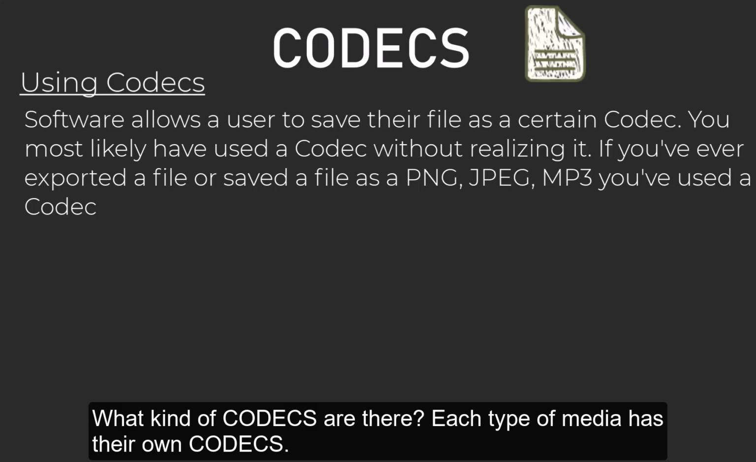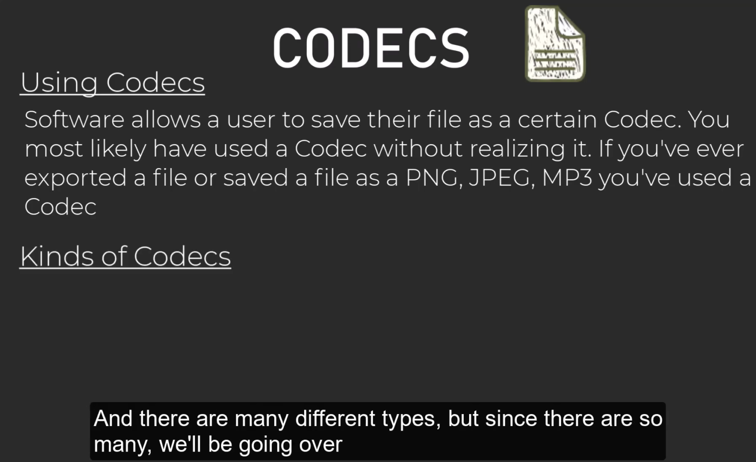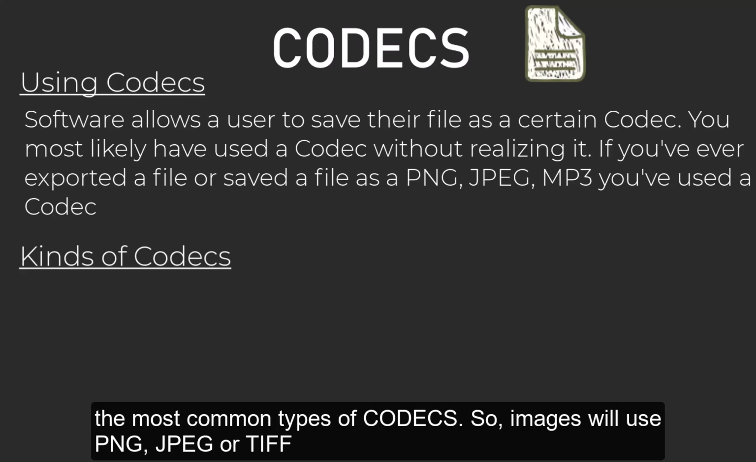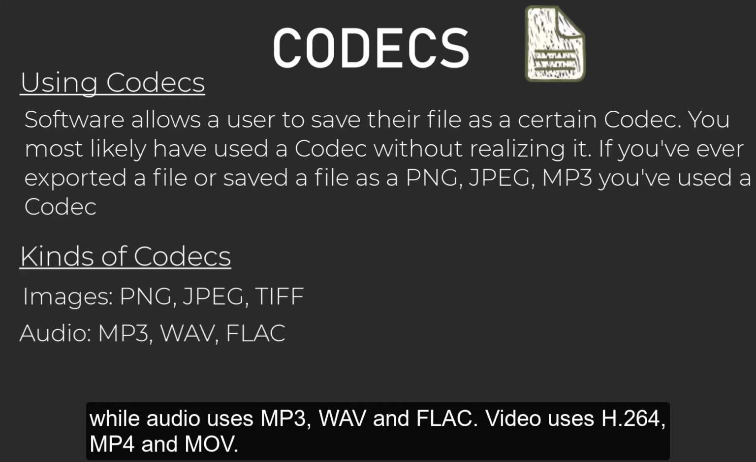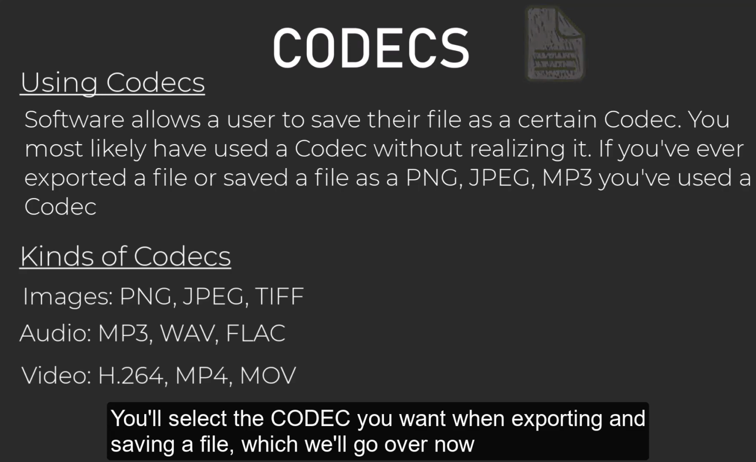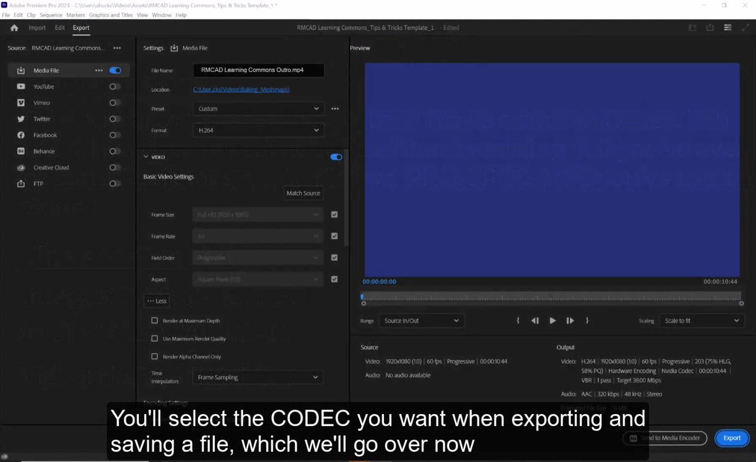What kind of codecs are there? Each type of media has their own codec, and there are many different types, but since there are so many, we'll be going over the most common types of codecs. So images, they'll use PNG, JPEG, and TIFF, while audio uses MP3, WAV, and FLAC. Video uses H.264, MP3, and MOV. You'll be able to select the codec you want when exporting and saving a file, which we'll go over now.